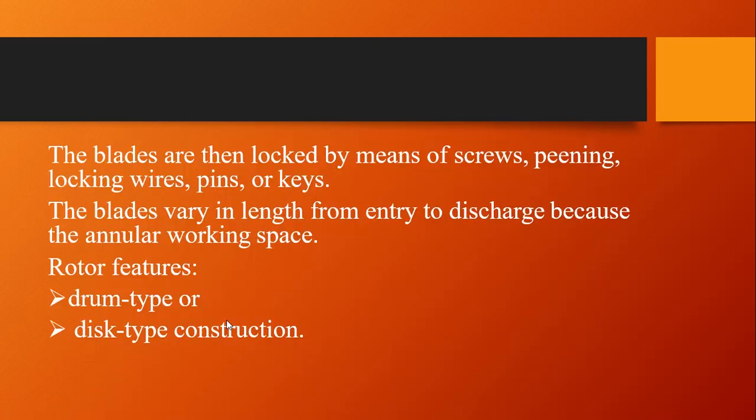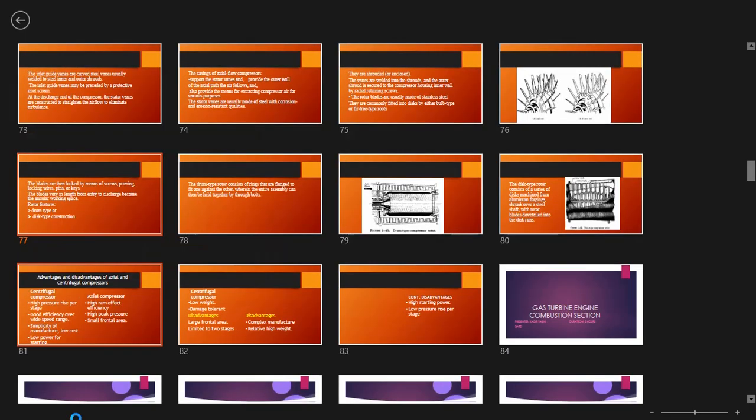The blades are then locked by means of screws, that is pinning, or locking wires, pins or keys. The blades vary in length from entry to discharge because of the annular working space. Rotor features drum type or disc type construction.